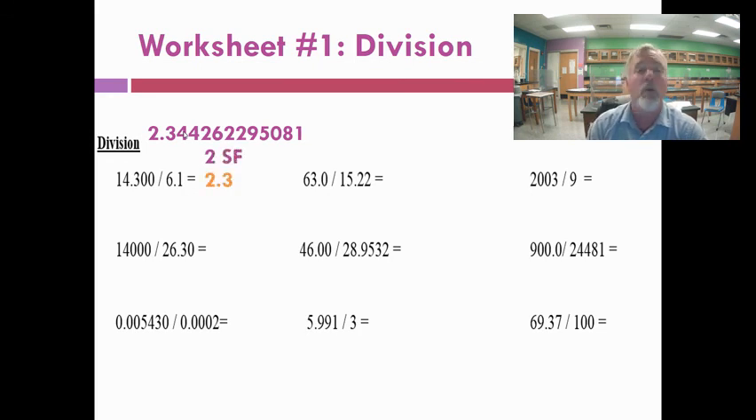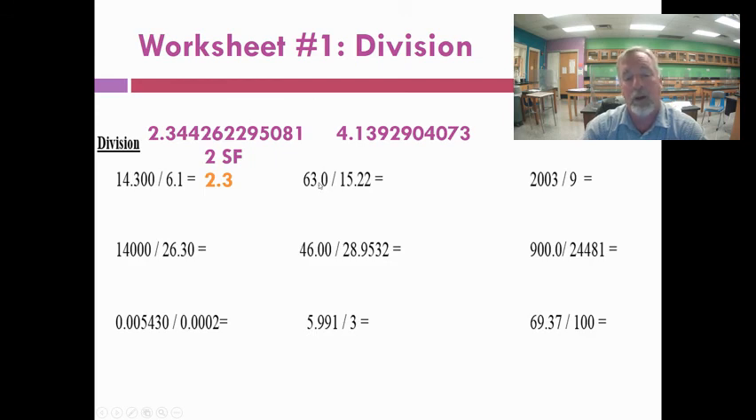Okay. Same rules as multiplication. Count your sig figs in each number. Smallest number of sig figs wins. Look at your calculator's answer. Round it to that number of sig figs. Okay. I'll show you the next one here. You get a nice long number. How many sig figs are we allowed?